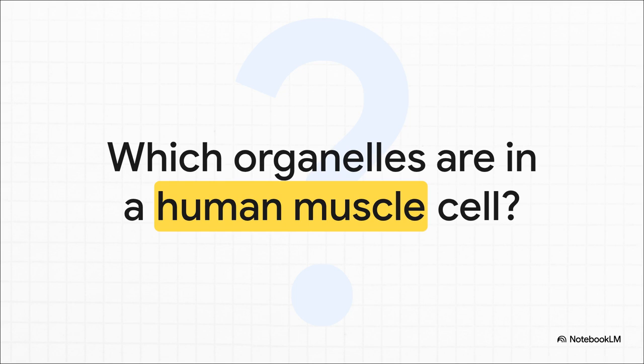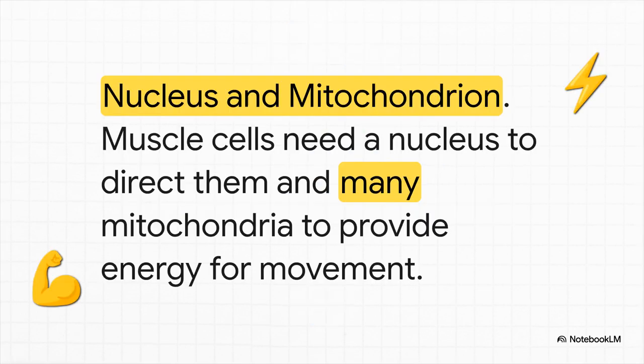So, what's it got? Exactly. It's got to have a nucleus for all the instructions, and it is absolutely packed with mitochondria to churn out the massive amounts of energy it needs. And of course, no chloroplasts. Our muscles definitely do not run on sunlight.